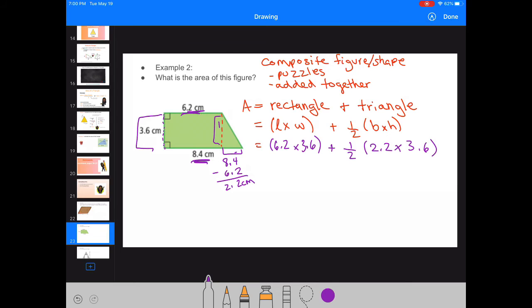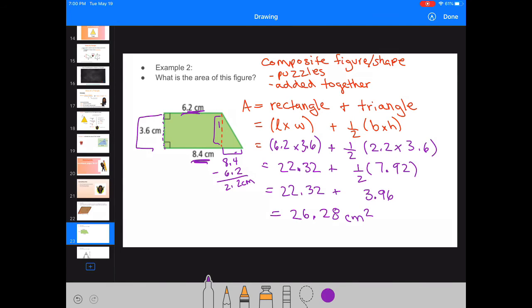So let's work it out. 6.2 multiplied by 3.6. Yes, you can use a calculator. 22.32 plus, let's do our multiplication there first, the 2.2 multiplied by 3.6. That gives us 7.92, and we need half of that. So I'll divide it by 2. All right, so when I add those two together, that will give me my total area. 26.28. Don't forget the units, centimeters squared. Okay, so you have to think of it as a puzzle and adding those pieces together to form your area.